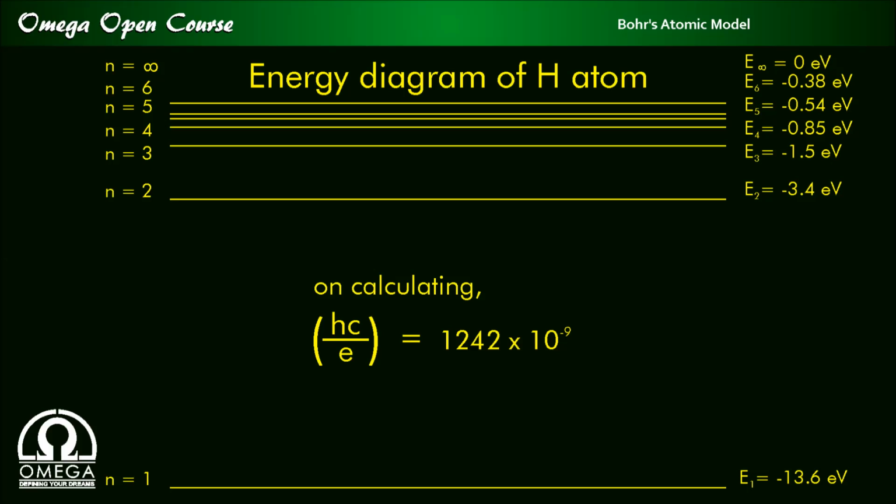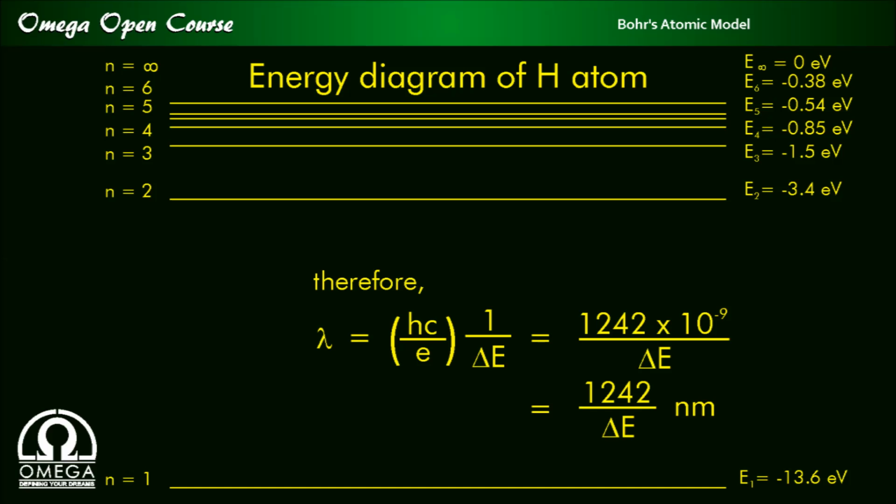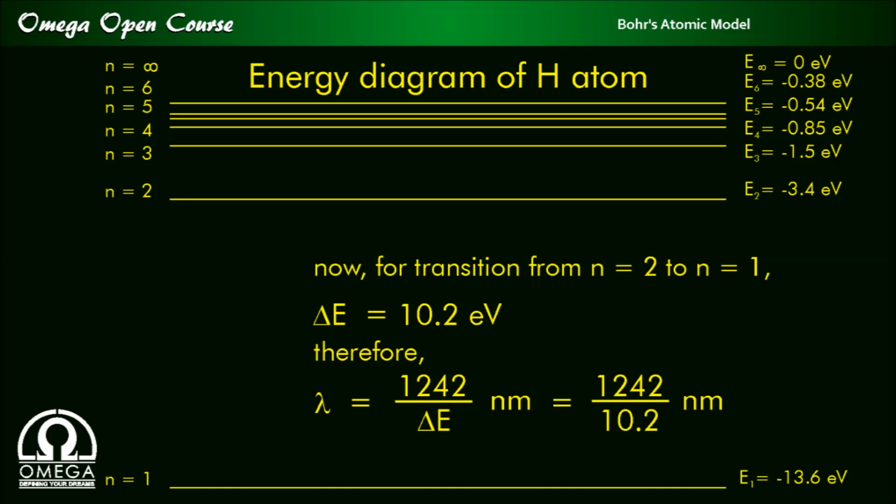Now on calculating the value of hc by e, we get hc by e is equal to 1242 into 10 to the power minus 9, and therefore we can write lambda is equal to hc by e into 1 by delta E, which is equal to 1242 into 10 to the power minus 9 by delta E meters, which is equal to 1242 by delta E nanometers. Now for transition from n is equal to 2 to n is equal to 1, delta E is equal to 10.2 electron volts. Therefore lambda is equal to 1242 by 10.2 nanometers, which is equal to 121.7 nanometers.